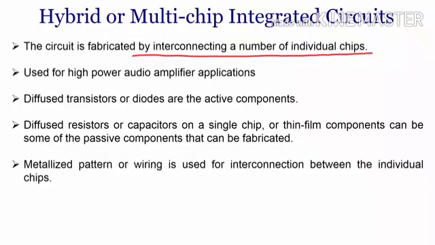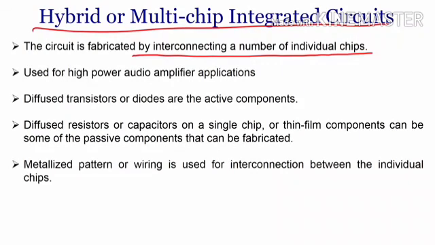Third advantage is you can diffuse the transistors or diodes as the active components. Now, diffused transistors or diodes can be made on this integrated circuit. Diffused resistors and capacitors on a single chip, or thin film components, can be some of the passive components that can be fabricated, right. And finally, the metallized pattern or wiring is used for interconnection between the individual chips. That means there are several advantages when you talk about hybrid multi-chip integrated circuits.